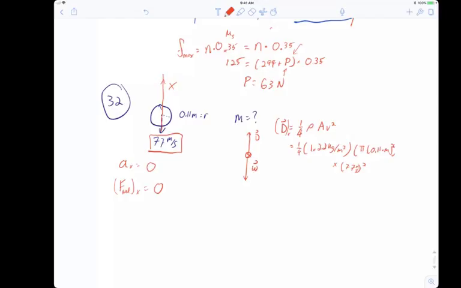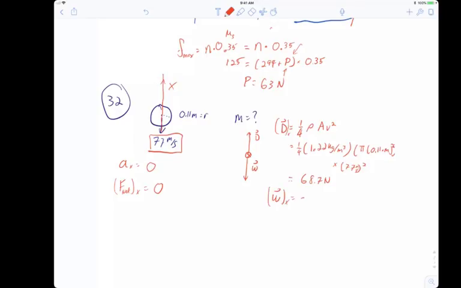So let's put all these into a calculator, see what we get. 1.22 times pi divided by 4 times 0.11 times 0.11 times 77 times 77. 68.7 newtons.